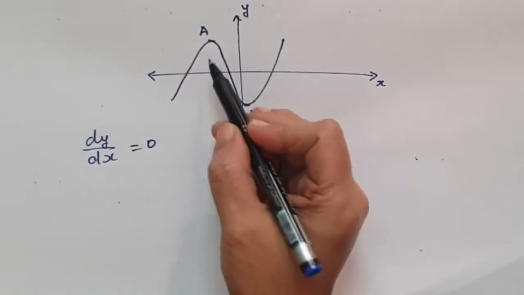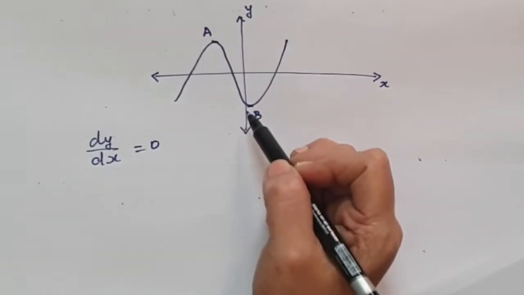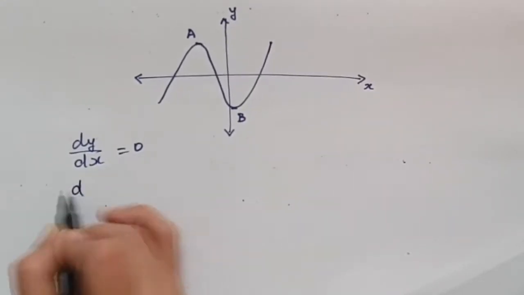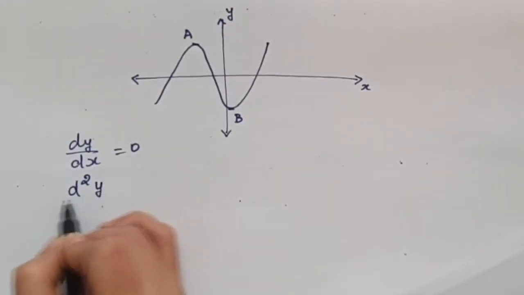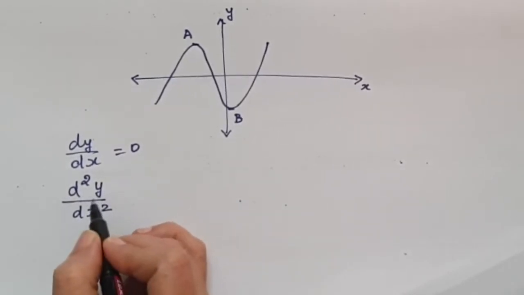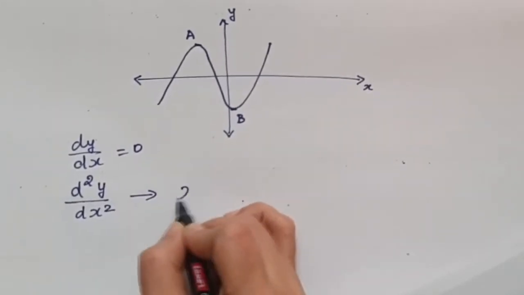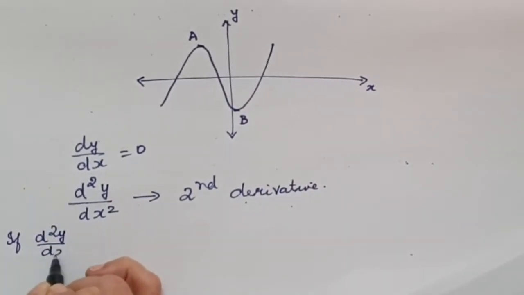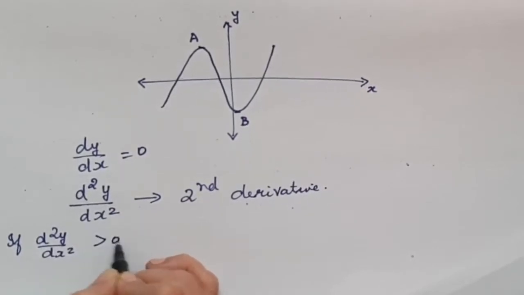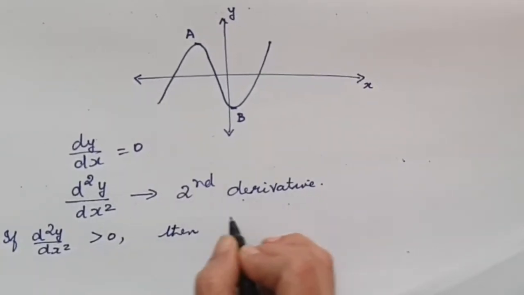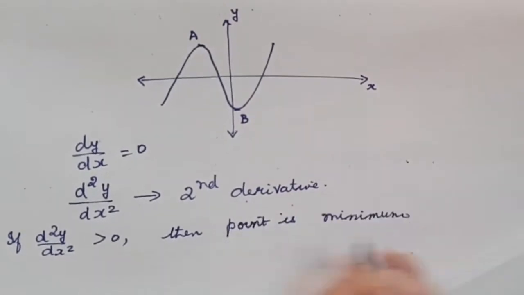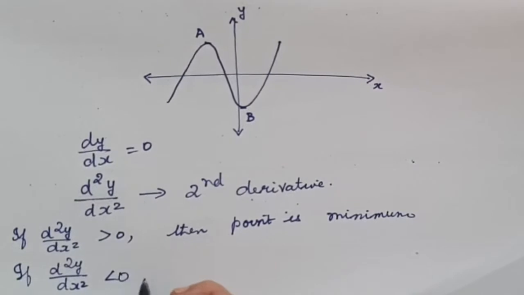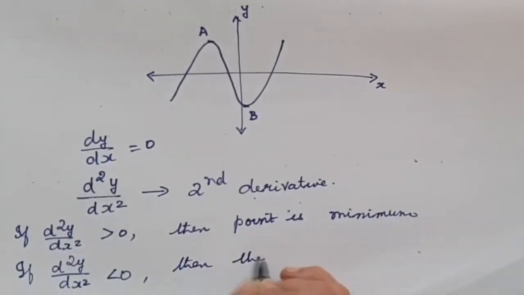Now, in order to check whether A and B are maximum or minimum points, we differentiate a second time. When we differentiate it, we write it as d squared y over dx squared. This is called the second derivative. If d squared y by dx squared is greater than 0, then the point is a minimum point. If d squared y by dx squared is less than 0, then the point is a maximum.